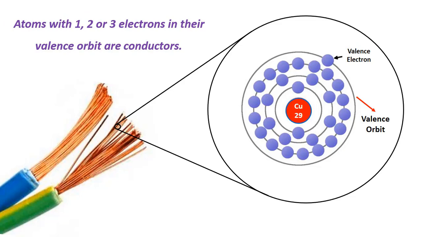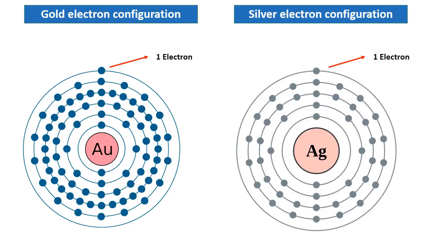Atoms with 1, 2, or 3 electrons in their valence orbit are conductive. Here you can see the electron configuration of the copper conductor. It has a total of 29 electrons. There is 1 electron in its valence orbit. It is easy to give this electron because it has 1 electron in its valence orbit. Therefore, by giving this electron, an electrical current is created.